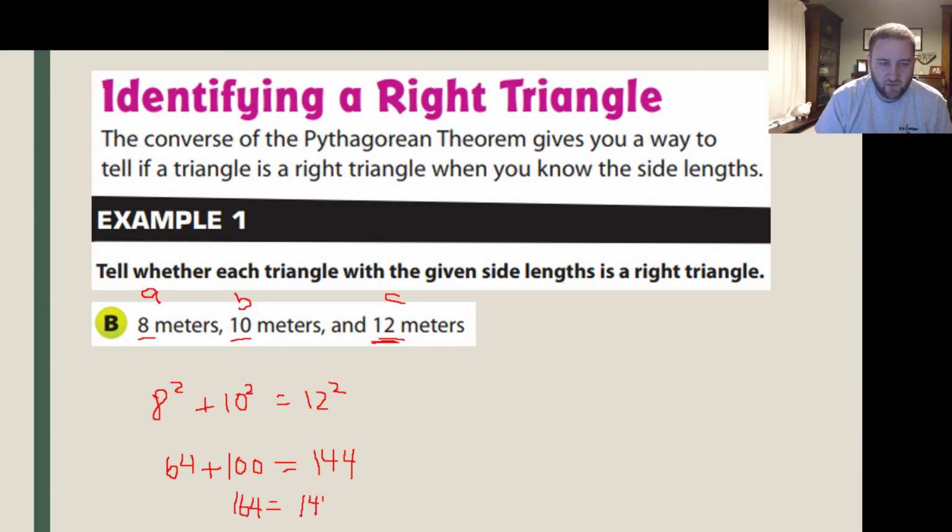equals 144. So we have to think, is 164 equal to 144? No, it's not. So we get a false statement here. Since we get a false statement, this is not a right triangle. Okay? This could be a triangle, it's just not a right triangle because it doesn't qualify with the Pythagorean theorem.